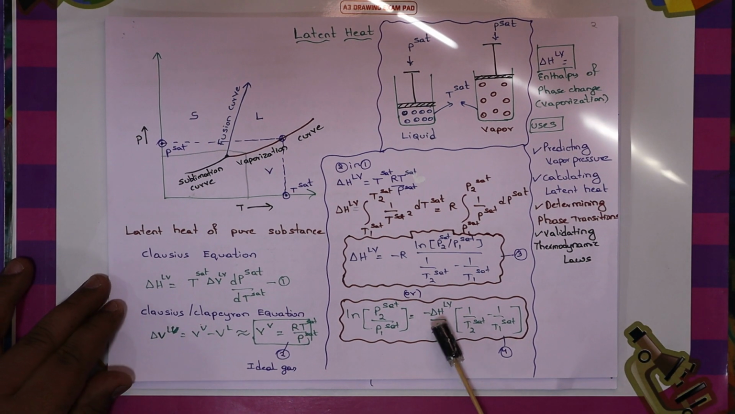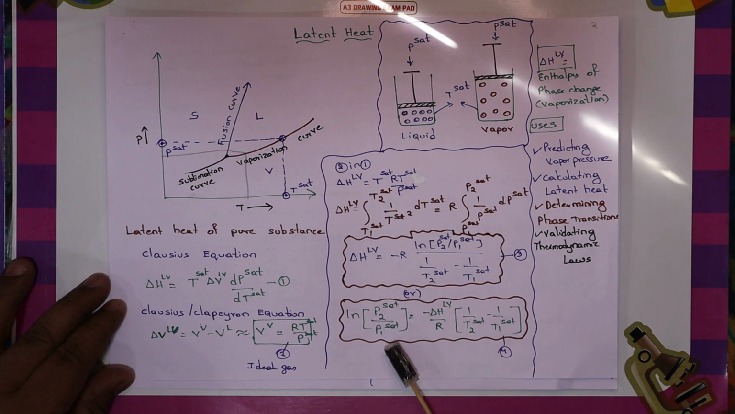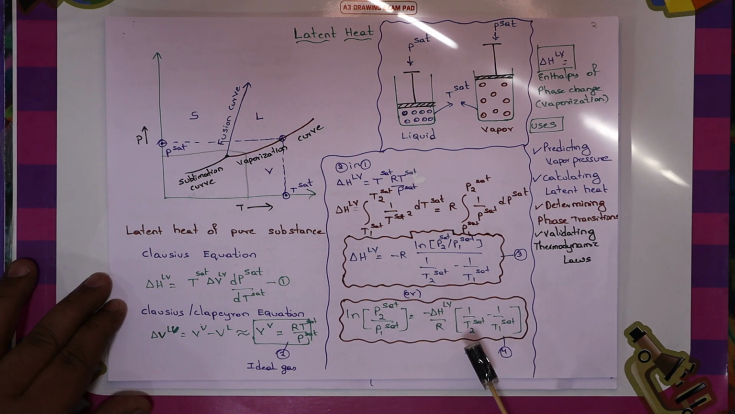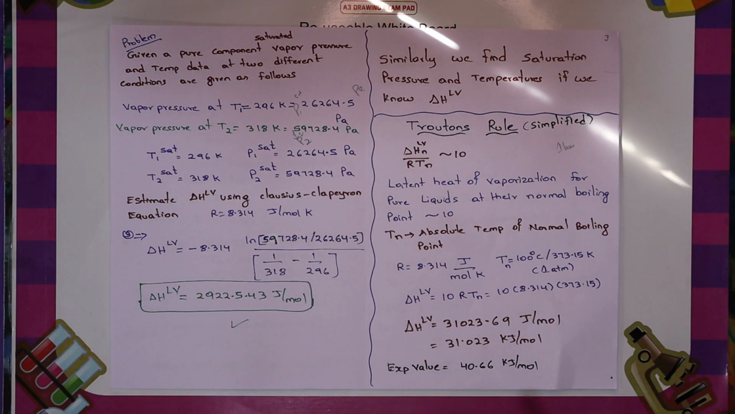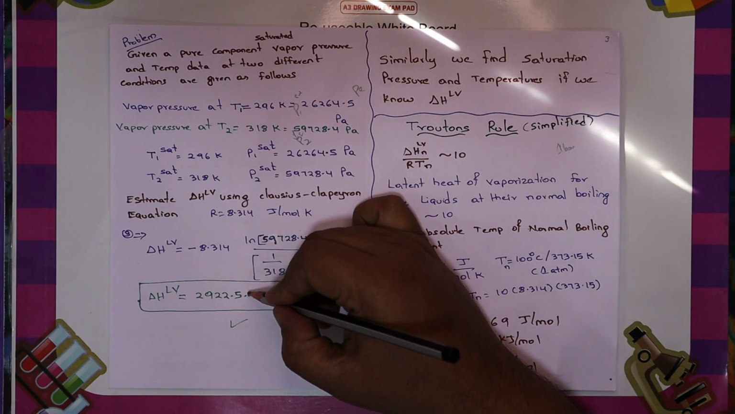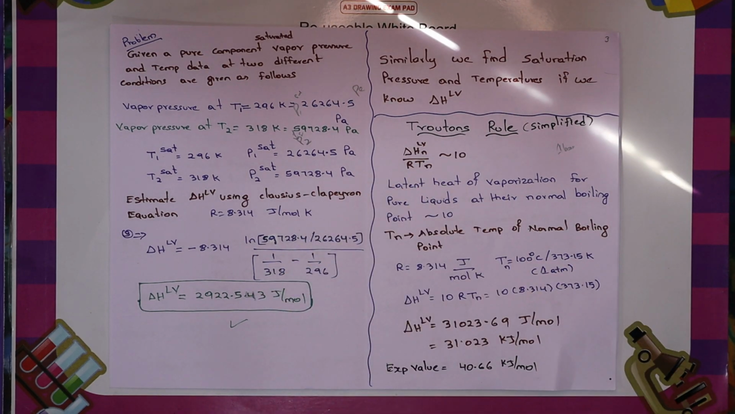That means you have to calculate delta H LV, provided P2 and P1 are given, T2 and T1 are given, and R, the universal gas constant value, is provided. So in that case, if you substitute the respective values in this particular equation and calculate, the enthalpy of vaporization for the substance is given as 2922.543. I'm sorry, I have used maybe a double dot. Just check the calculation once. So delta H of vaporization is in joule per mole. Okay, this is one way of getting the enthalpy of vaporization, through the Clausius-Clapeyron equation.